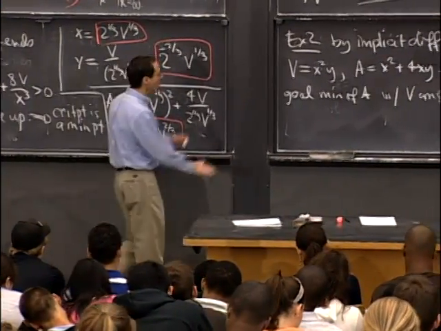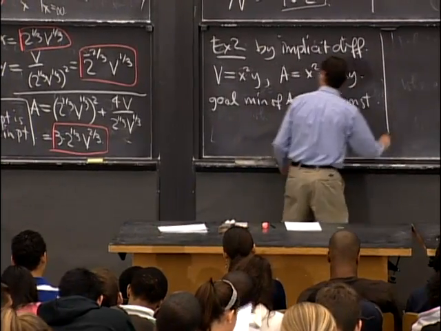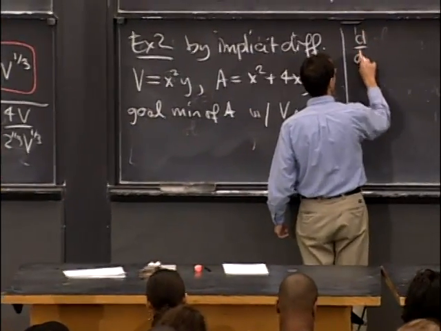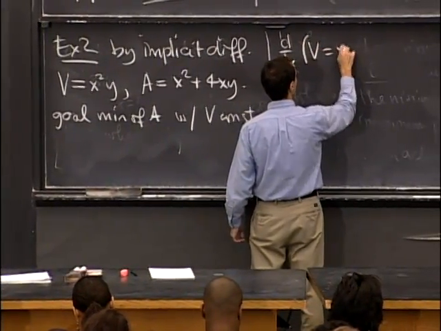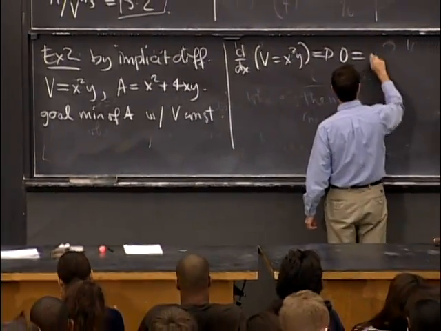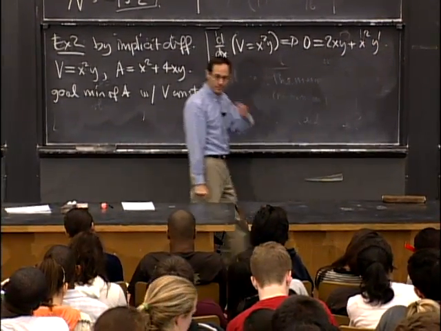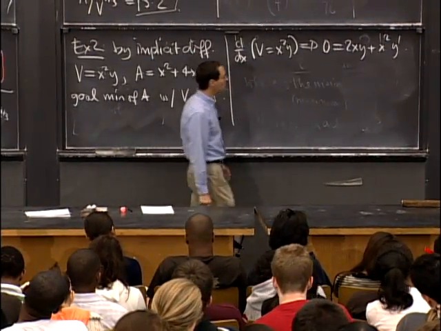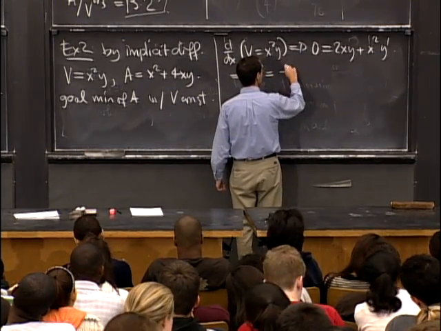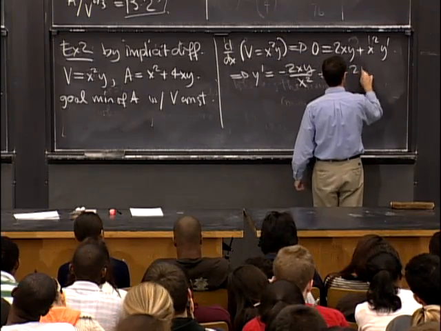And now what I want to do is just differentiate, all right? The function y is implicitly a function of x, so I can differentiate the first expression. And that yields 0 is equal to 2xy plus x squared y prime. Right? So this is giving me my implicit formula for y prime. So y prime is equal to minus 2xy divided by x squared. Or in other words, minus 2y divided by x.